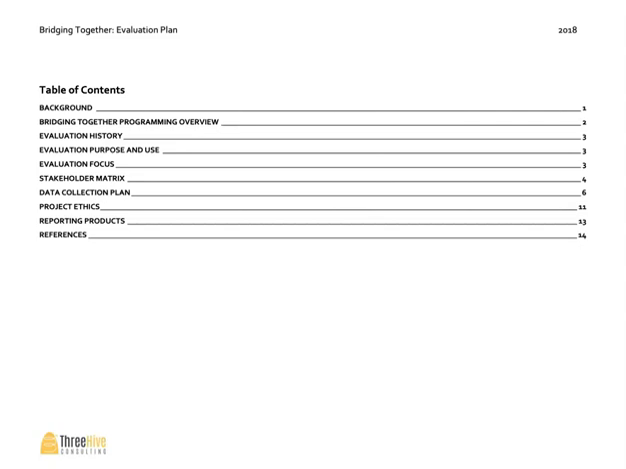Our table of contents shows that we start with a bit of background, move into some programming overview, review the evaluation history, define the purpose, use, and focus. We include a stakeholder matrix because there were so many organizations involved in this initiative. The data collection plan will show us what we need to collect and how and from who. Project ethics outline any potential ethical risks and how we're mitigating them. Reporting products defines what we are producing through this evaluation, and then references for any literature cited.